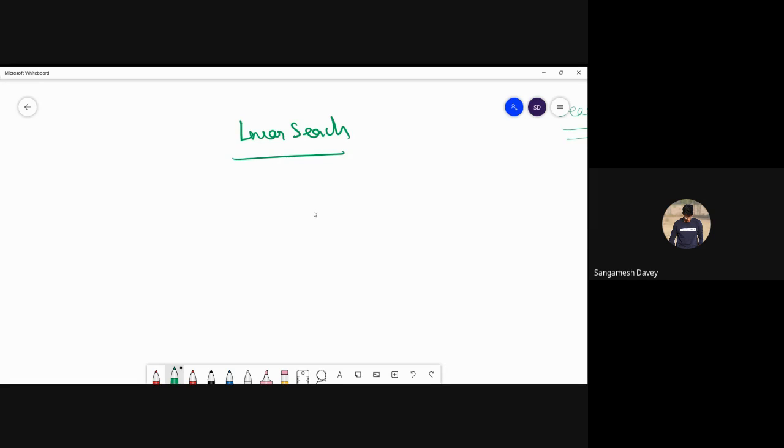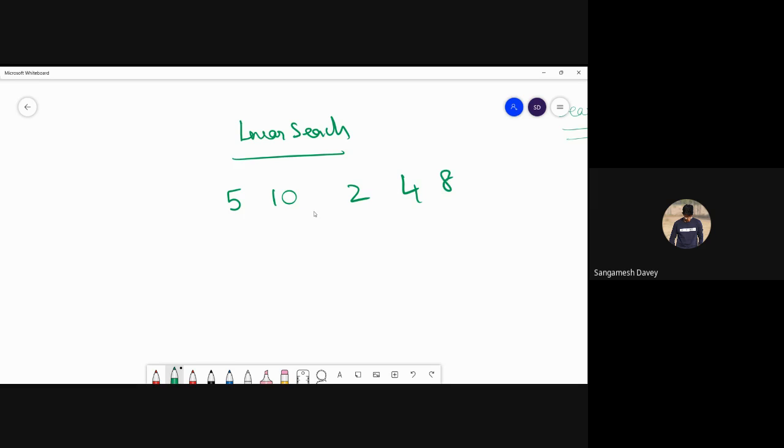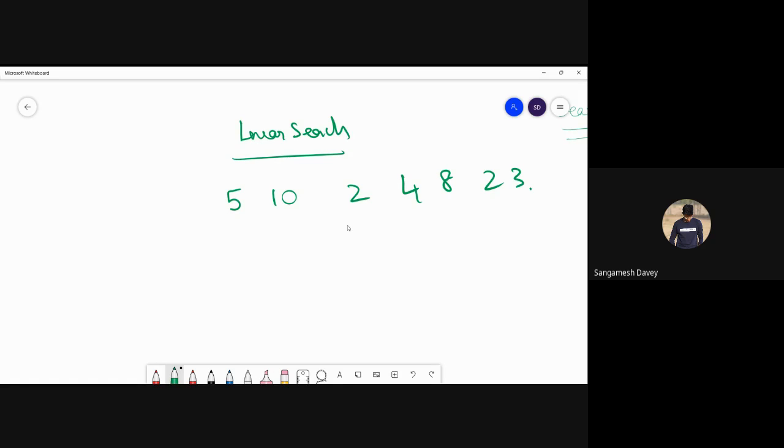To give you an example, let's say you have an array which is 5, 10, 2, 4, 8, and 23. Let's say this is your array, and you want to search for the number 2. Your searching element is 2. So you start from the leftmost index of the array. So you start from 5. We check if 2 is equal to 5. 2 is not equal to 5, right?